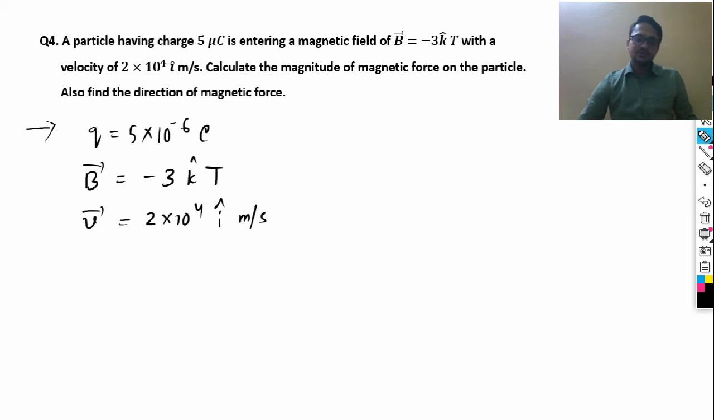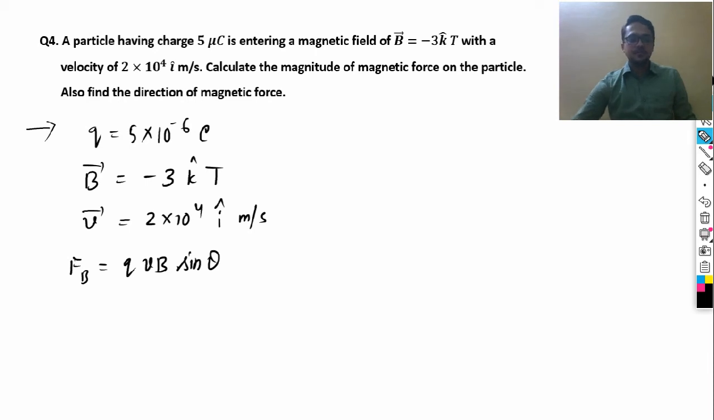Okay, so first of all, let's see the magnitude. For magnitude, we know magnetic force Fb equals QVB sin theta. Now note down here that theta is not given. What is theta? Theta is the angle between the magnetic field B and the velocity. Right? The angle between magnetic field and velocity is theta.